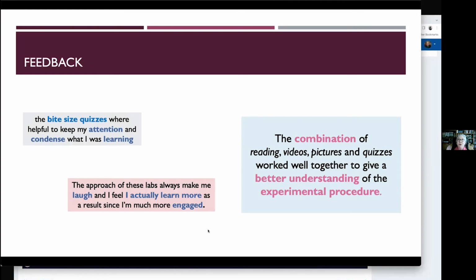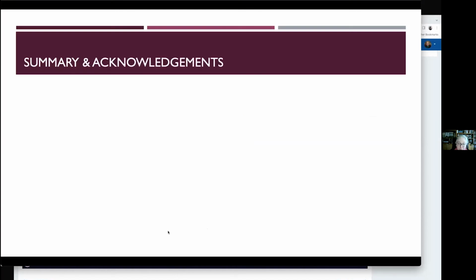So two completely different approaches, meeting the similar outputs is what we wanted. But because of the students, we have very, very different approaches on how to do this. And the student response was very positive in both. So I'm trying to keep the time here.